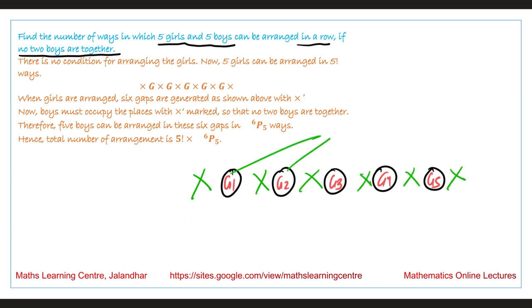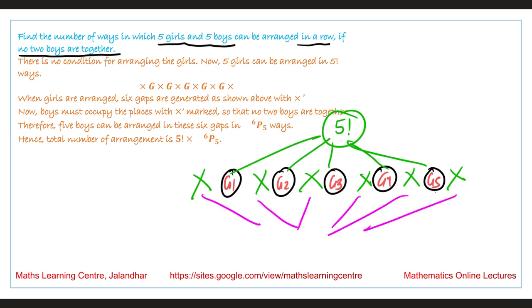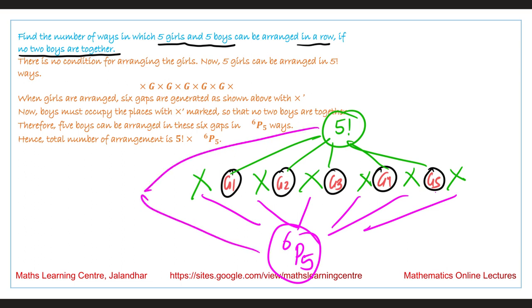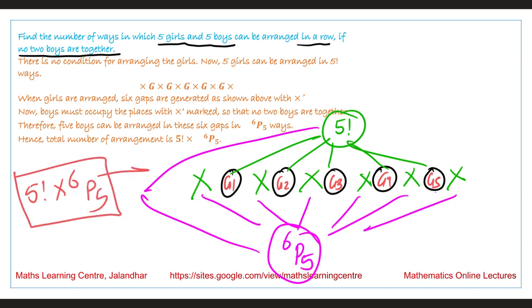So we are saying these girls can be arranged in 5 factorial ways, and for the boys, we have 6 positions. Out of these 6 positions, we have to make 5 boys sit. So the final answer we obtain in this case is 5 factorial into 6P5. So these are the total number of ways in this particular case.